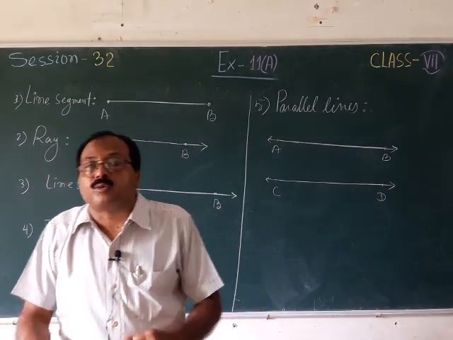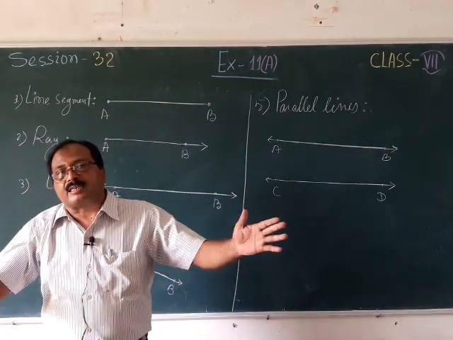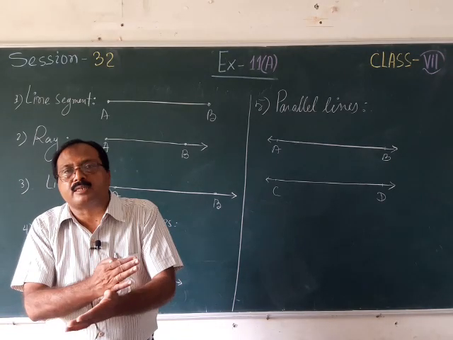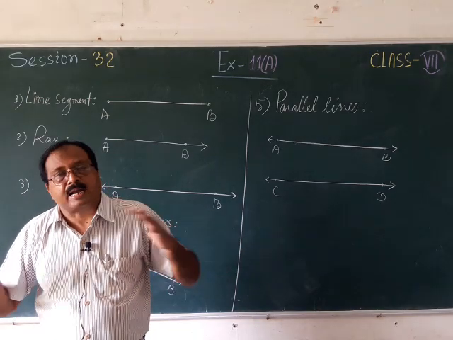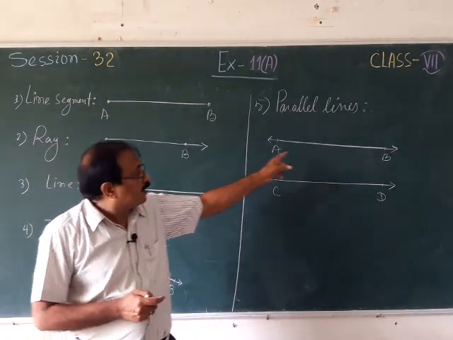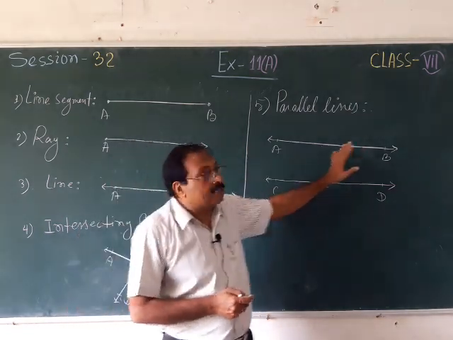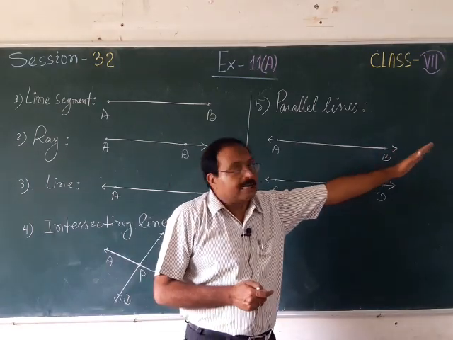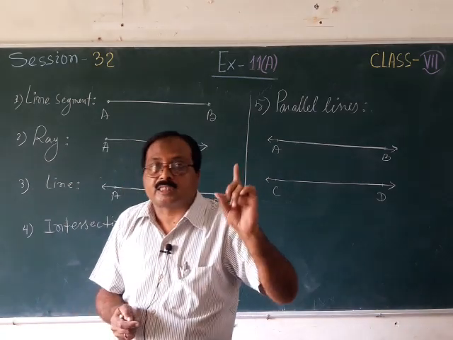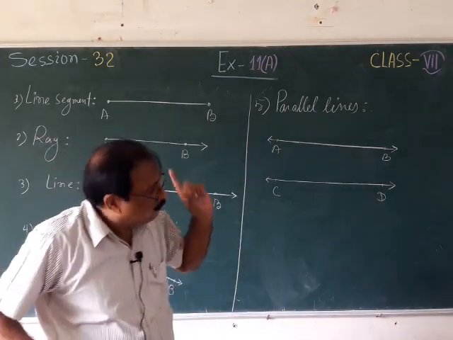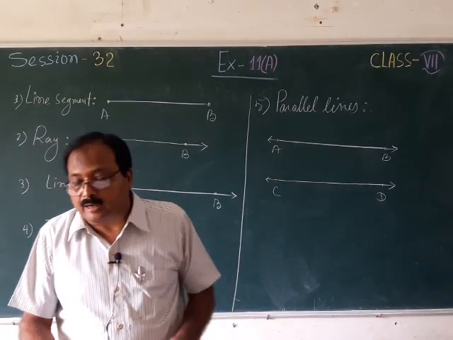For example, you can say rail track or rail line. You can see that rail tracks cannot meet each other. If they meet, then there will be a major accident. So all the rail tracks are parallel. Like rail tracks, if 2 lines are drawn and you extend them in any direction, either right side or left side, and they do not meet at any point, then such type of lines are known as parallel lines. That means parallel lines never meet at any point.